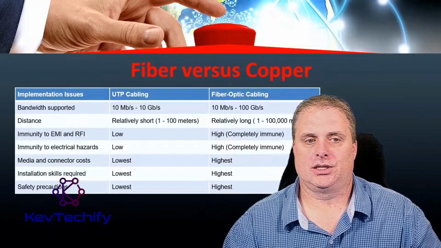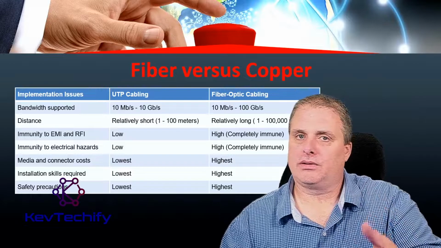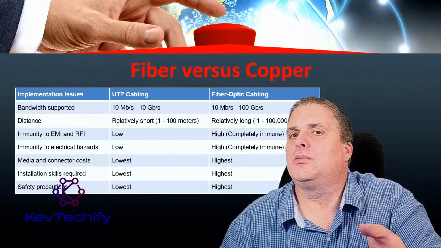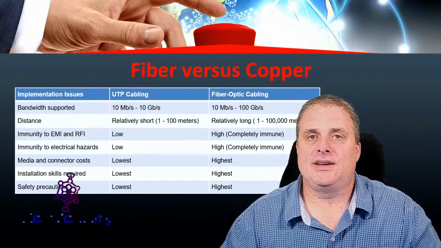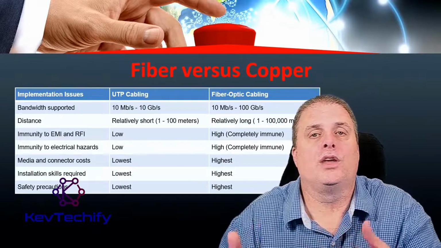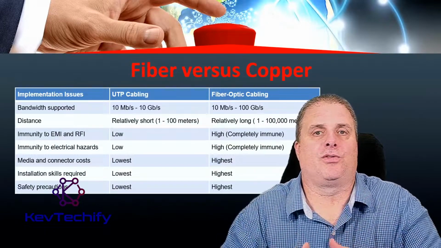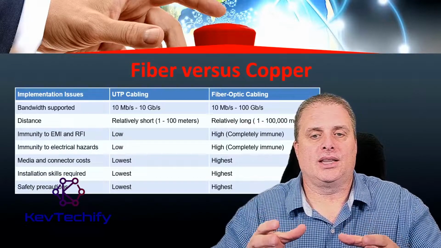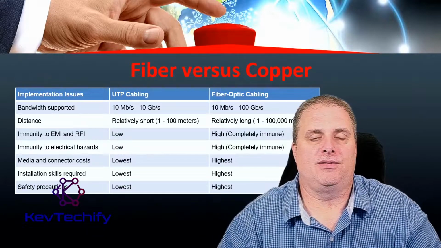Safety precautions. Typically copper is low. Yes, you're dealing with electricity, but it's only 48 volts, so it may tickle a little, but it's not going to do any damage. Safety precautions for fiber optics. Yes, if you touch the fiber, it won't give you a shock or anything, but it's much more fragile, and you have to take safety in protecting that, and that's where we see that it's a higher safety factor for fiber optics.